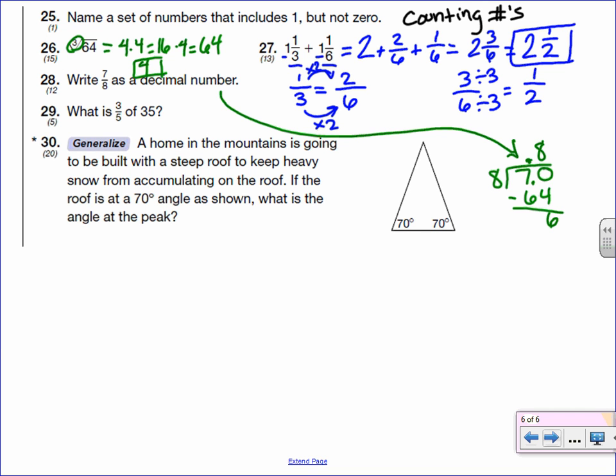Since I still have a remainder, I'm going to call it 7.00 because that still equals 7. I haven't changed it. I'm going to bring that 0 down. 8 goes into 60 7 times. 7 times 8 is 56. 60 minus 56 is 4. Since I still have a remainder, I'm going to add another 0 because 7.000 is still 7. Bring that 0 down. 8 goes into 40 5 times, and 5 times 8 is 40. And now that I have a remainder of 0, I know I'm done. So 7/8 as a decimal is 0.875.